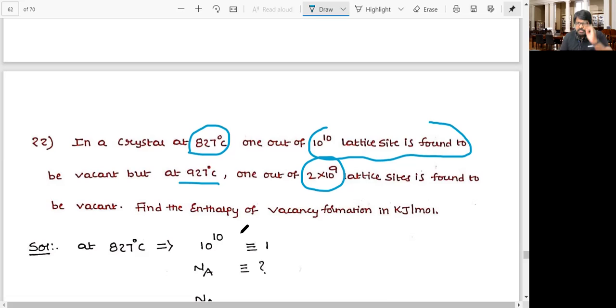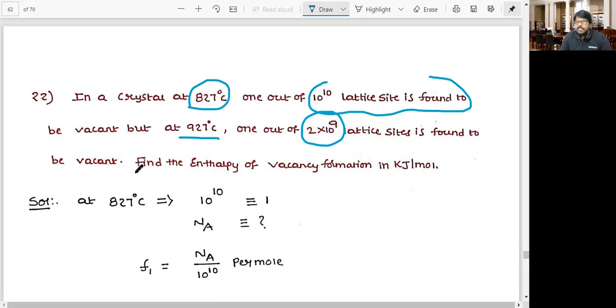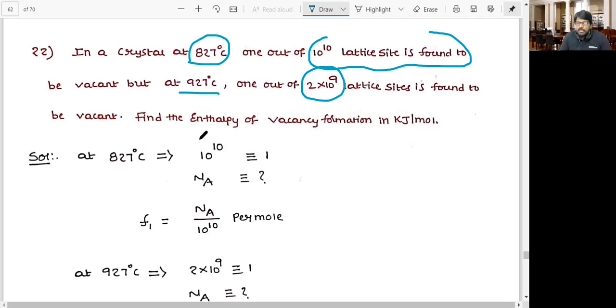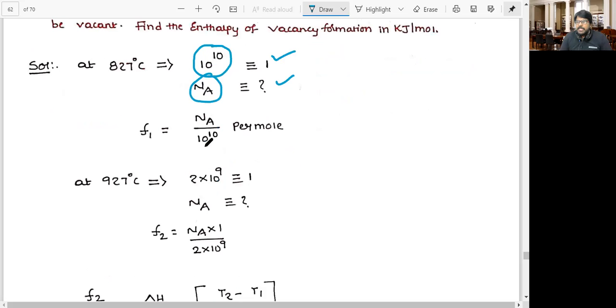Somehow you have to use the enthalpy of vacancy formation. Some atoms are leaving the solid, so the bond is breaking. Somehow you need to use the Arrhenius equation. So at 827 degrees centigrade, in 10 power 10 sites, 1 vacancy. If you take 1 mole, how many vacancies? So that is Na by 10 power 10 per mole. That is the formation of vacancy at 827.